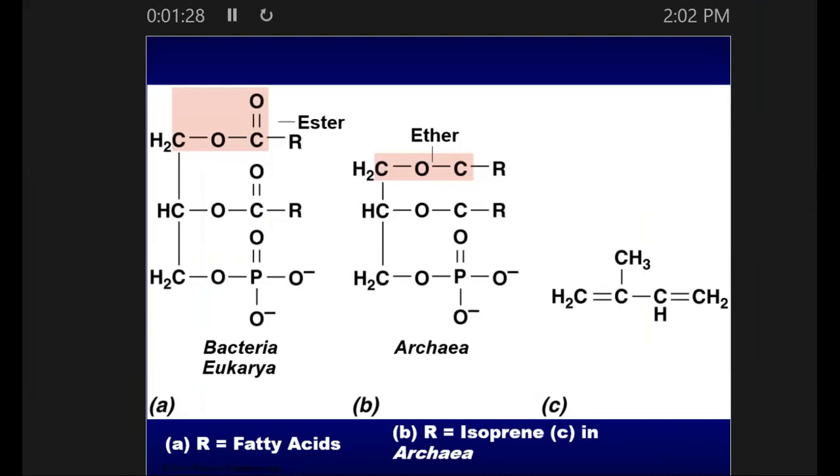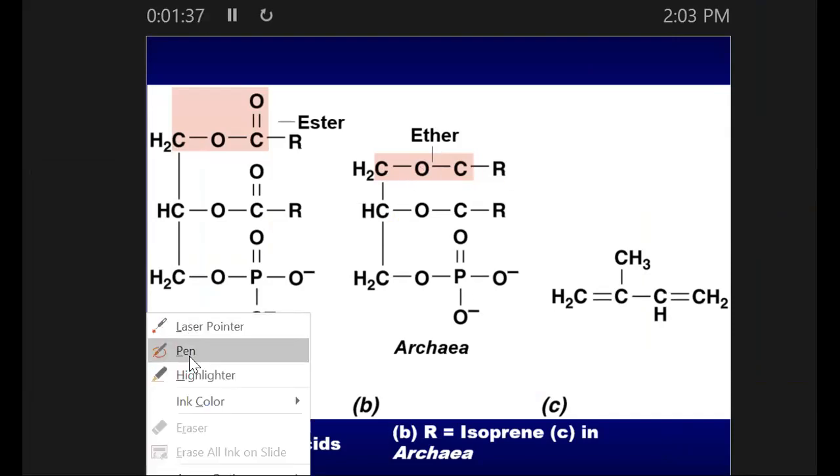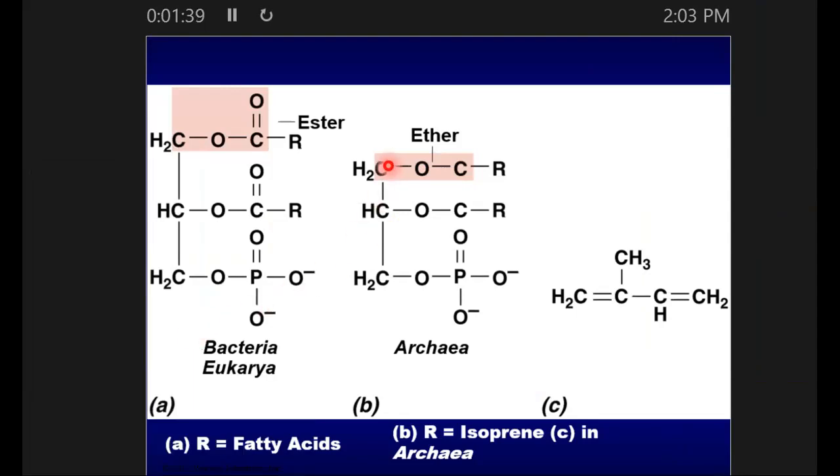And then I said that the ether versus ester bond is a big deal, even though it sounds like a picky detail. That ether linkage for the archaea provides some extra strength for the cell membrane of the domain archaea. So them having that ether link does help. That's the big difference between the archaea and the domain bacteria and eukaryotes.